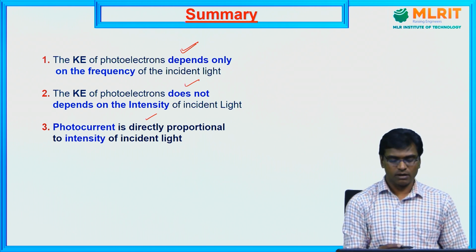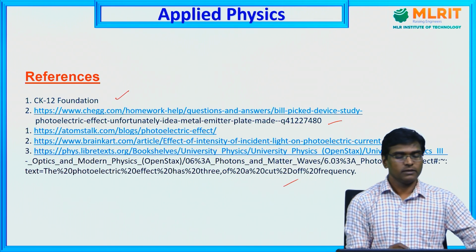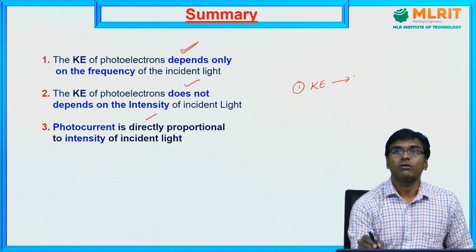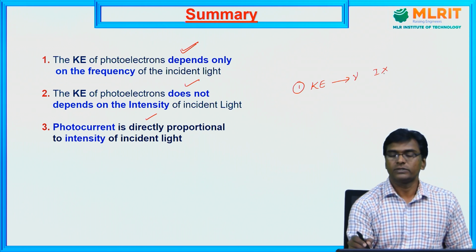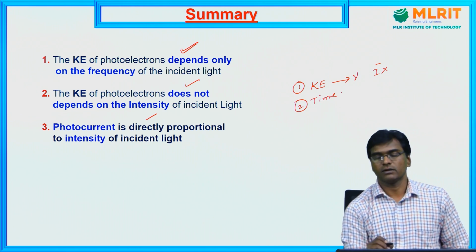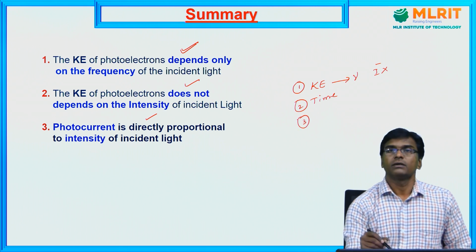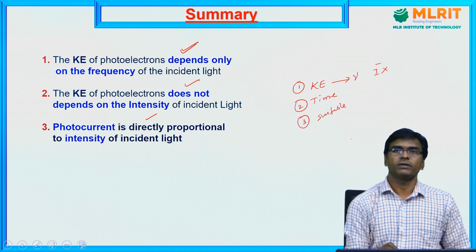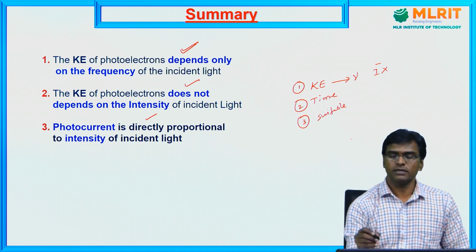From these observations, we noted three things. One, the ejected electrons' kinetic energies depend on the frequency of the incident light and not on the intensity, which does not agree with the classical wave nature of light. The second is that there is no time lag between the shining of the light and the ejection of the electron. The third is that only suitable frequencies show the photoelectric effect, not all frequencies. These are the main observations.